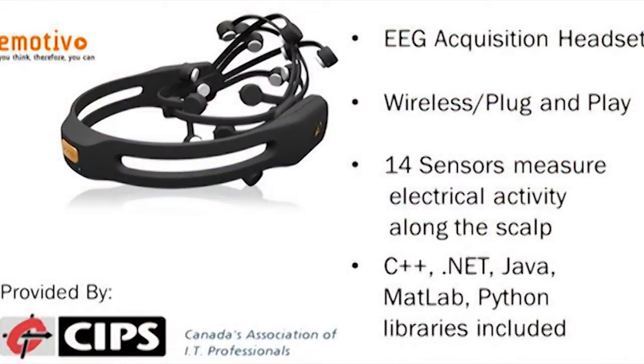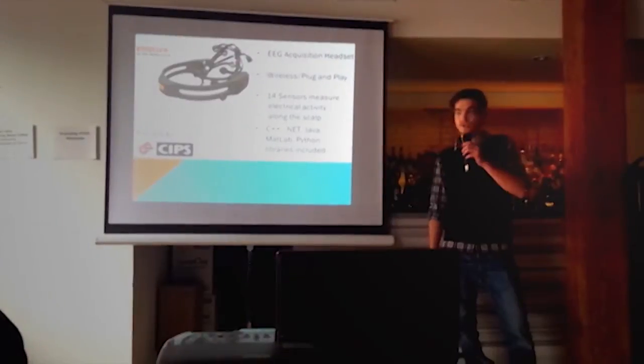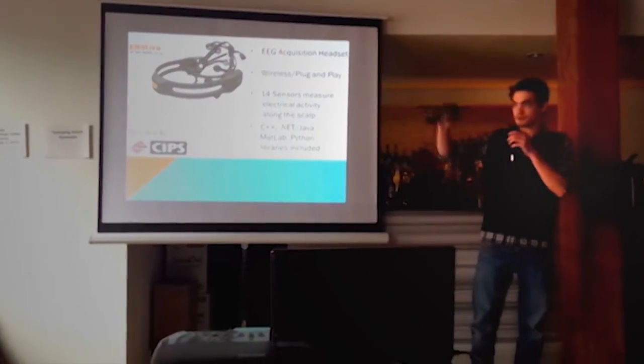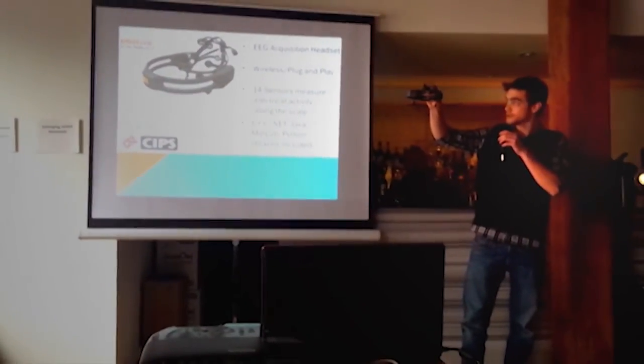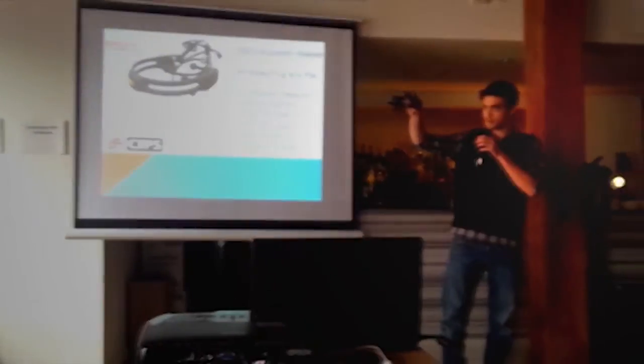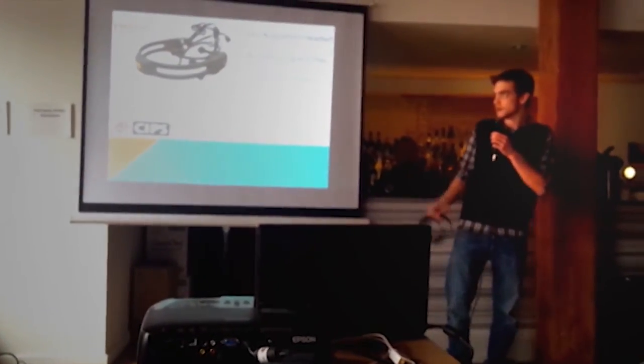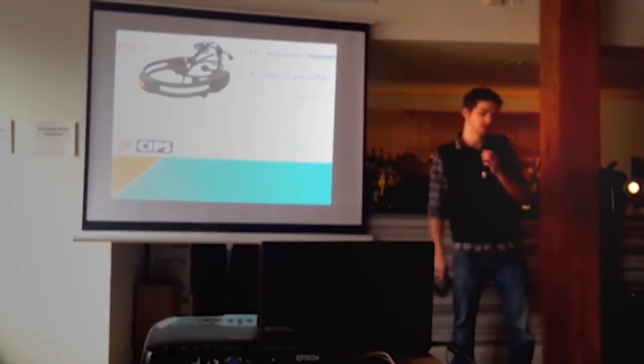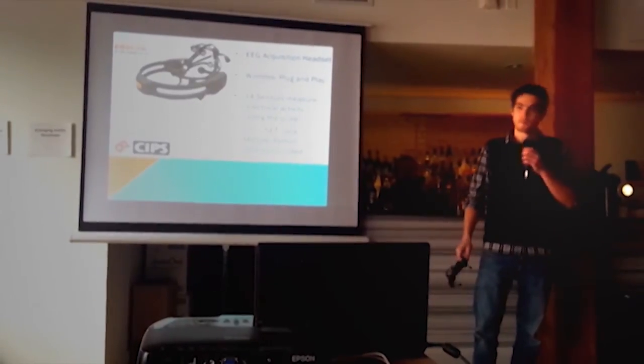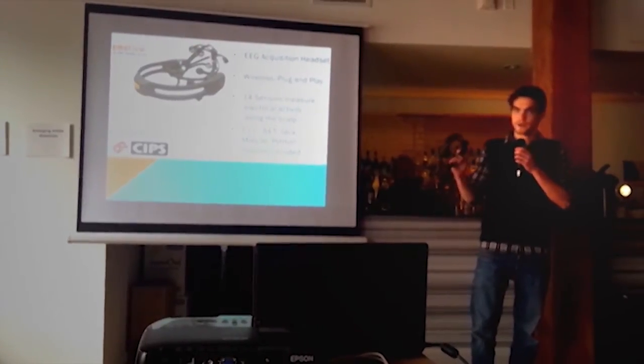This is the Emotiv Epoc EEG acquisition headset. This is a headset given to us by the Canadian Association of IT Professionals. It's a wireless EEG acquisition device. How it works is it has 14 different sensors that measure electrical activity all along the scalp, and again, it's wireless to the computer. The software packages include C++, .NET, Java, MATLAB, and Python libraries. So this is the way that we're getting input from your brain.